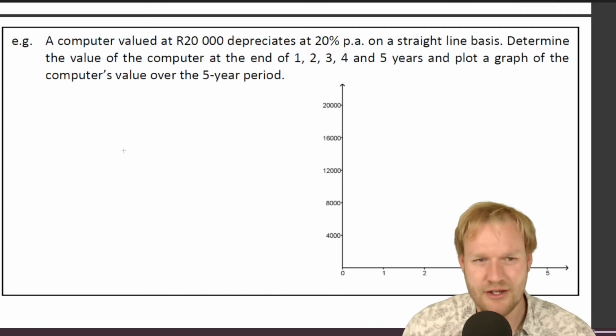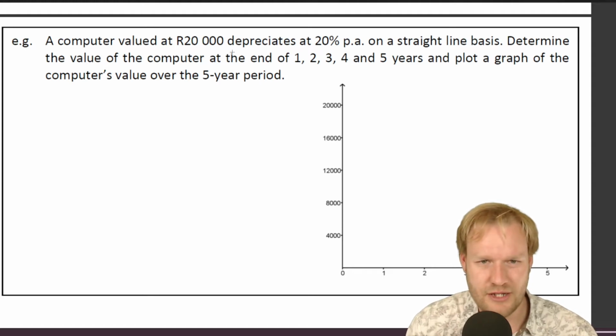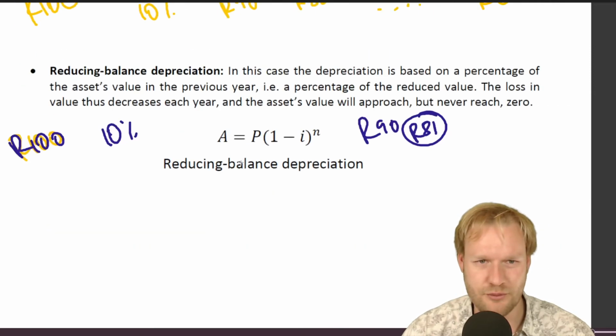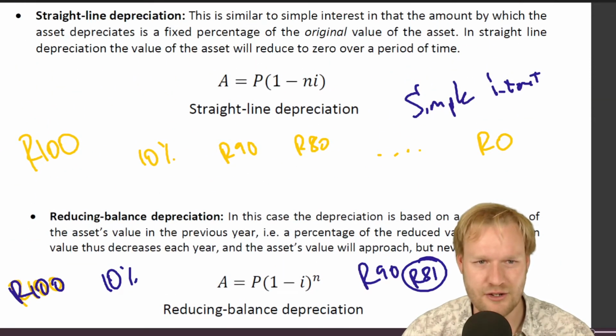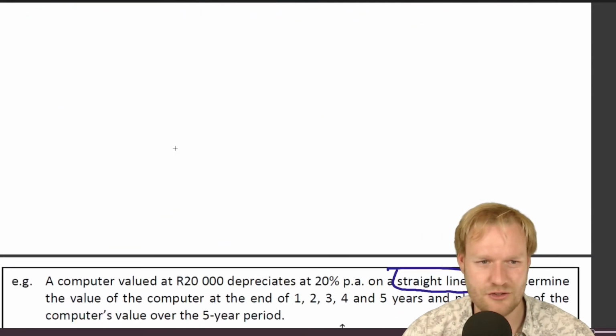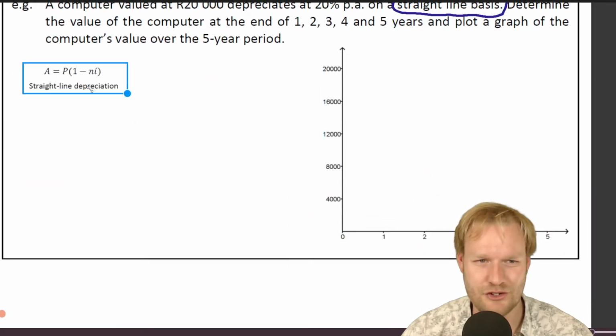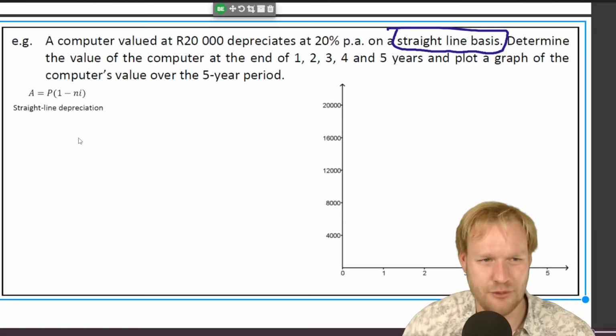Okay, so as we look here, let's see what happens. It's 20% per annum. Because it's a straight line basis, we're going to use this formula up here. Let's copy and paste it so it's readily available over here. Wow, it is large and looming. So there it is. That's going to be our formula.